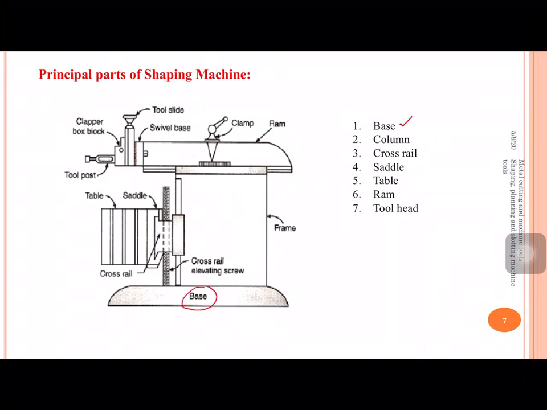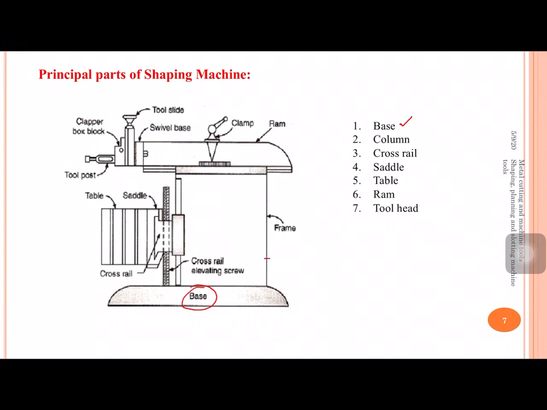This is called the base. The base is a hollow structure made up of cast iron material. This is because the cast iron will absorb the vibration while we are performing the machining operations. Whenever the forces are transmitted, finally they are transmitted to the ground through the base, and the base material will absorb these vibrations. The base will also provide the space for placing different parts of this machine tool.